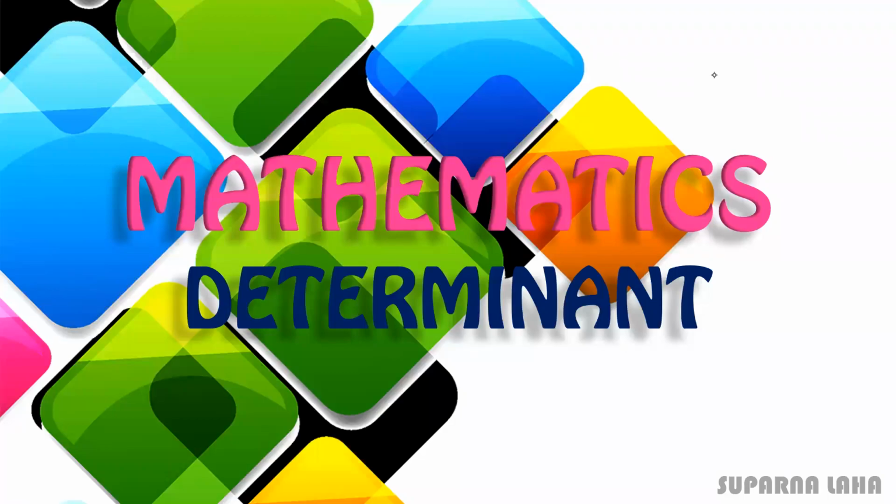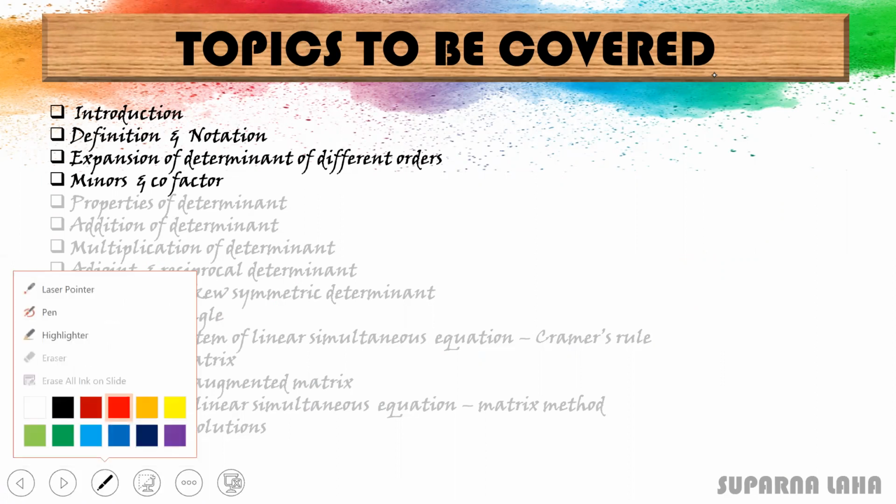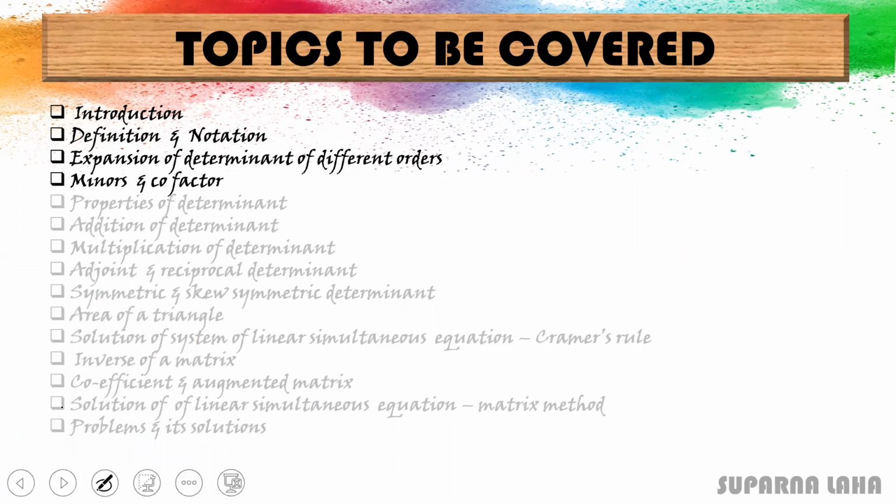Welcome students. So we are discussing this chapter, determinants, and we already completed up to the determinant value and how to find the determinant value of second order and third order determinants. So today we will talk about the minors and the cofactors. So let's start this topic with the definition of it.